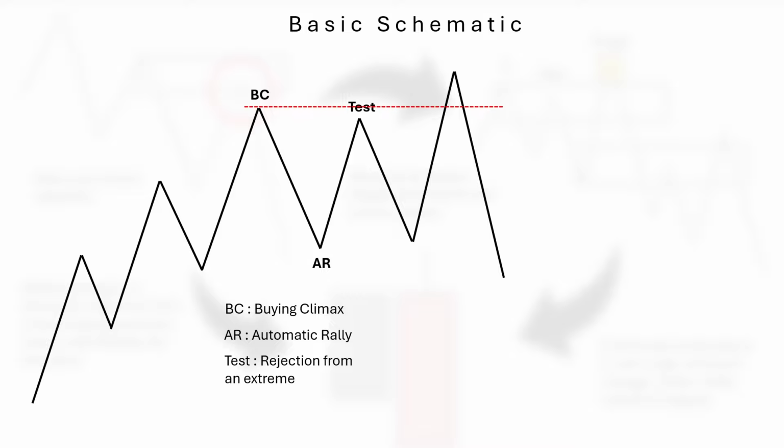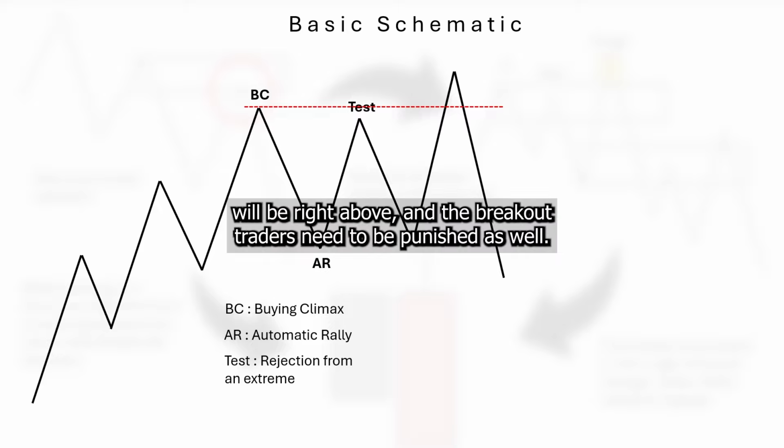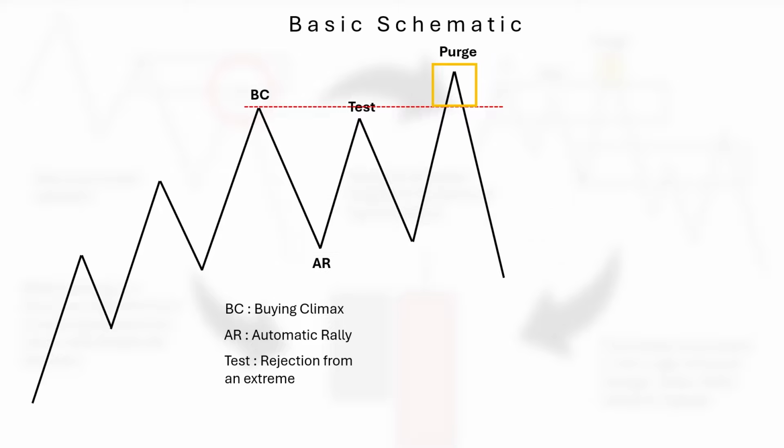This would be a liquidity grab. And why is that? Because all the traders that sold at your test, their stop losses will be right above, and the breakout traders need to be punished as well. This would be your purge. Your purge is your stop line.